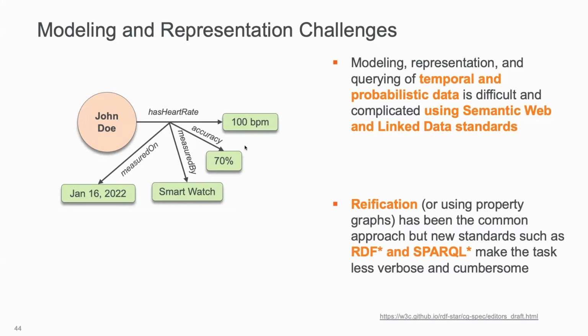There are solutions, but there's still debate around that. Obviously, reification has been widely used, or using property graphs, for tackling this challenge. But there are new standards that are being released right now, such as RDF-star or SPARQL-star, which make the task less verbose and cumbersome.